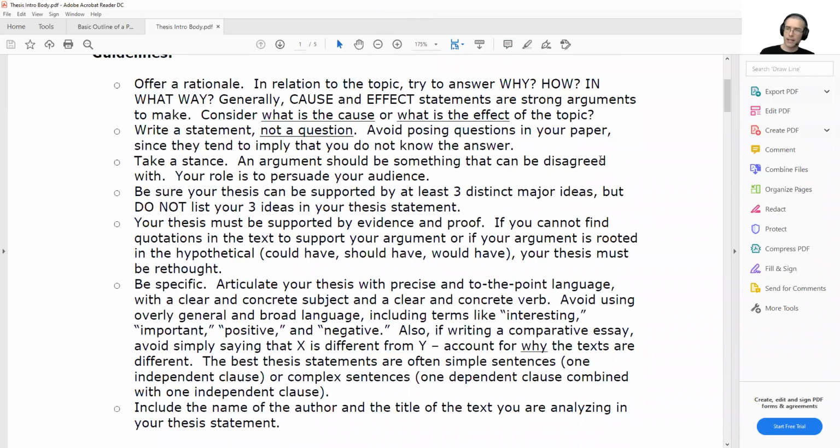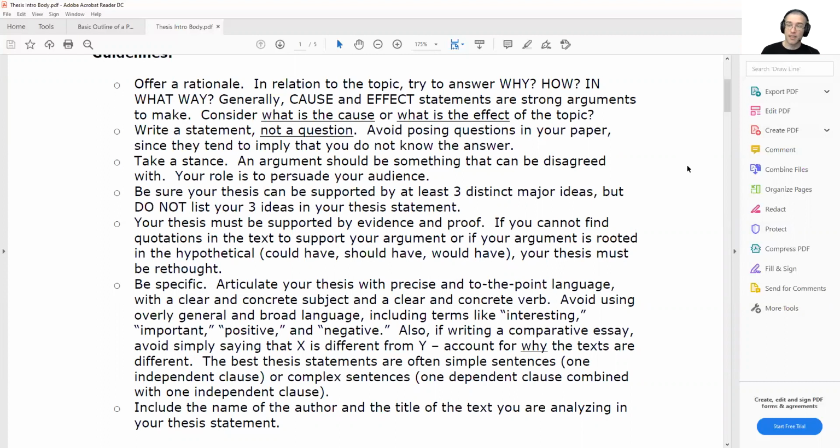So, some guidelines for the thesis statement. Offer a rationale. In relation to a topic, try to answer why, how, in what way, or to present a cause and effect analysis. Cause and effect statements are oftentimes strong arguments. Consider what's the cause, an education system that is focused on practicality, and what is the effect? Well, it produces people who are emotionally and morally stunted.